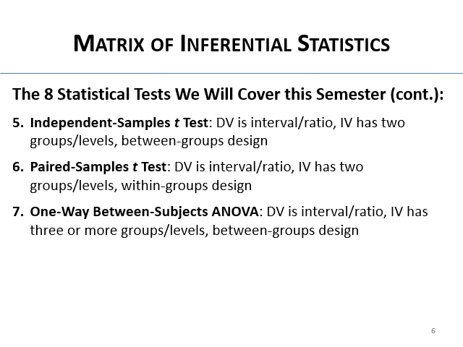What is it? Well, it's when you've got a DV that's interval or ratio, which basically puts you on the bottom row of the matrix, right? The IV has 3 or more groups, so it can be 3 to X, right? And you've got a between groups design. So DV's interval ratio, 3 or more groups, between design: one-way between subjects ANOVA.